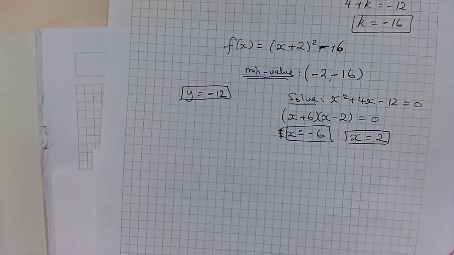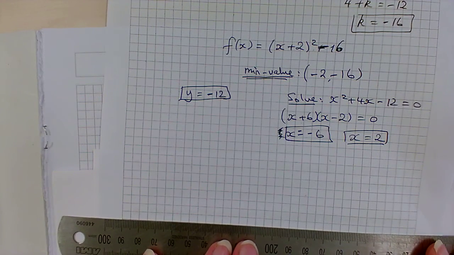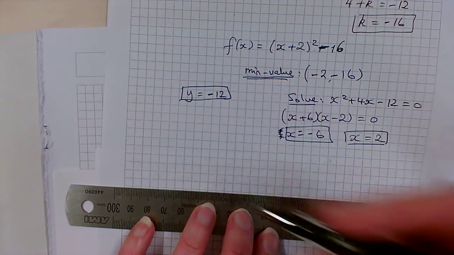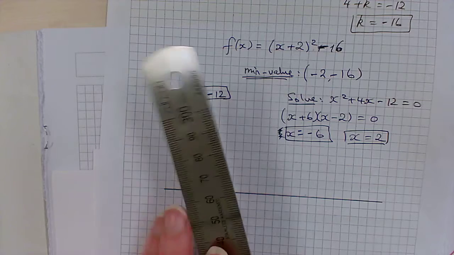And now I can draw a little bit neater of a sketch maybe than I've done before. I need to go between minus 6 and plus 2, and I need to go down as far as minus 16, and I know that it's U-shaped, so most of my graph here is going to be underneath the y-axis.